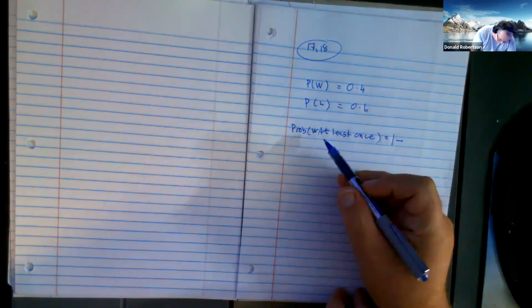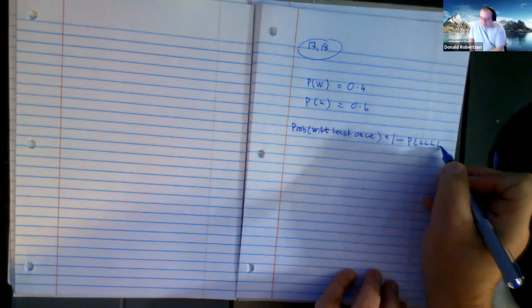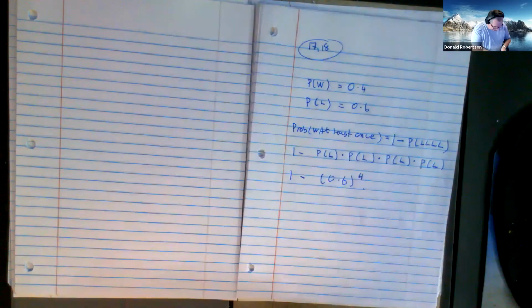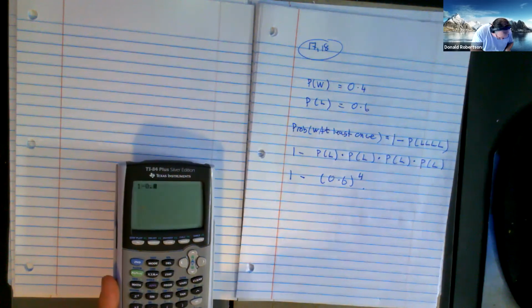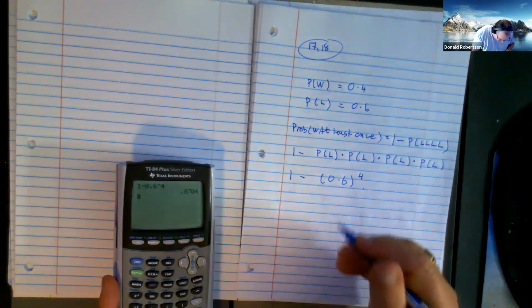Well, whenever you get one of these "at least" questions, it's better to do the opposite. And the opposite of winning at least once is that you lose all 4 times. And you can get that by multiplying 4 times, because you're losing 4 times in a row. So it's 1 take away 0.6 to the power of 4.